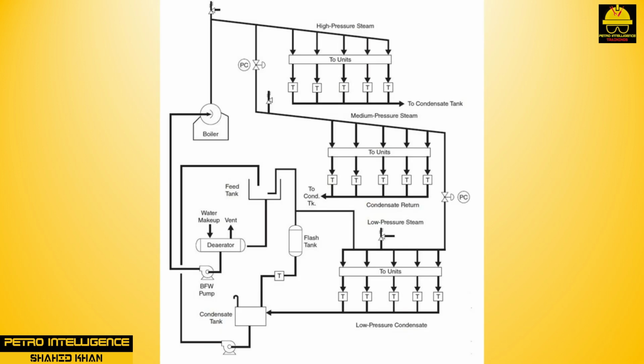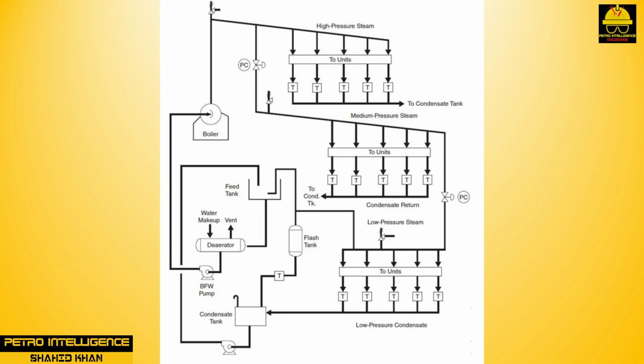As we mentioned earlier in this video, steam systems can include super high pressure steam generation and distribution, high pressure steam import, medium pressure steam, and low pressure steam. SHP steam is generated by boilers or furnaces and is supplied to the SHP steam header. The pressure of the SHP steam is 1000 to 1200 psi.